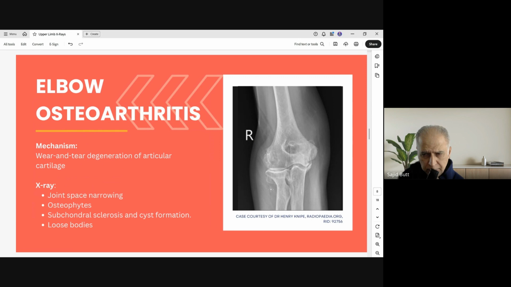Elbow joint can be affected by osteoarthritis. The hallmarks of osteoarthritis are joint space narrowing, which is usually irregular, presence of osteophytes, and the formation of subchondral sclerosis and loose bodies. You can also get subchondral cysts, which are called geodes, which mean presence of liquid in a subchondral distribution. Next slide, please.